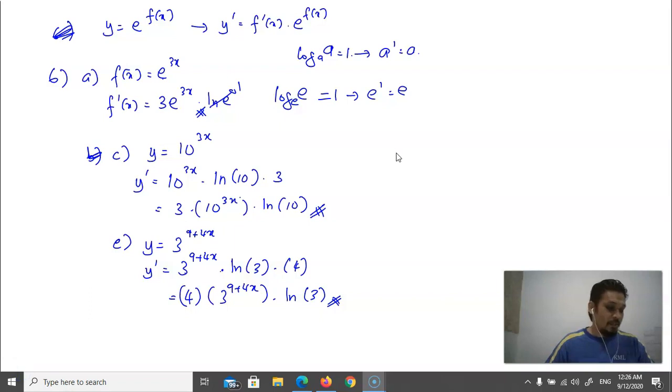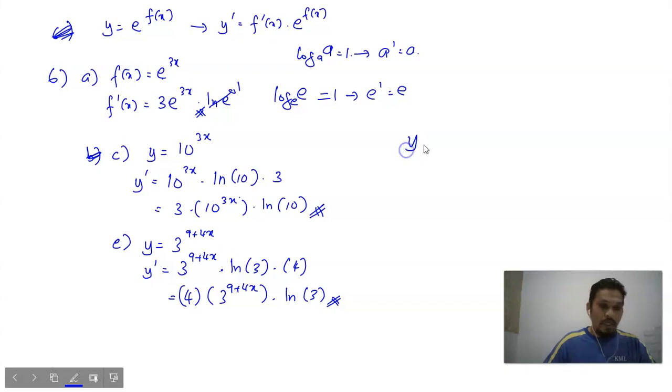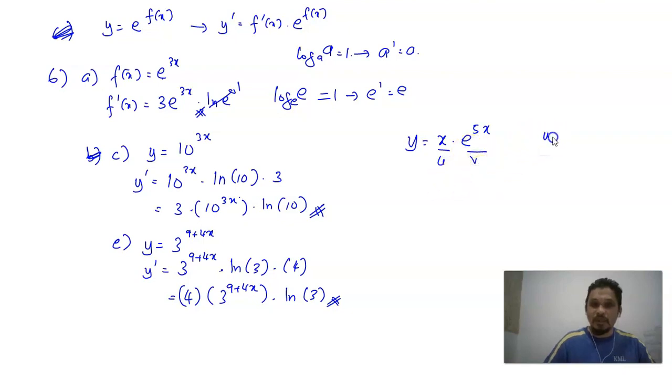Okay, choose another one to end the discussion for question number 6, with y equal to x multiplied by e to the power of 5x. Just imagine that this is u and this is v, where u equal to x and v equal to e to the power of 5x, then u prime equal to 1 and v prime equal to 5e to the power of 5x.